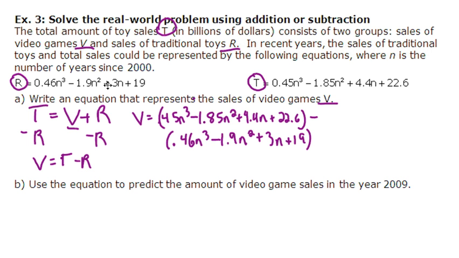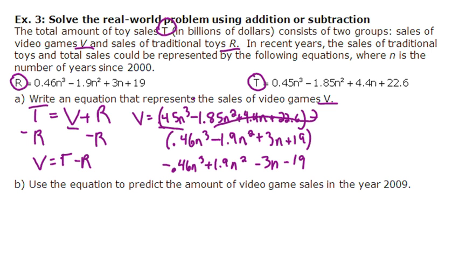So I'm going to go ahead and distribute that negative sign to all of the terms in the second parentheses. So what I have is negative 0.46n to the third plus 1.9n squared minus 3n minus 19. So I'm going to combine like terms. I'm going to just do this from here because I'm running out of room.